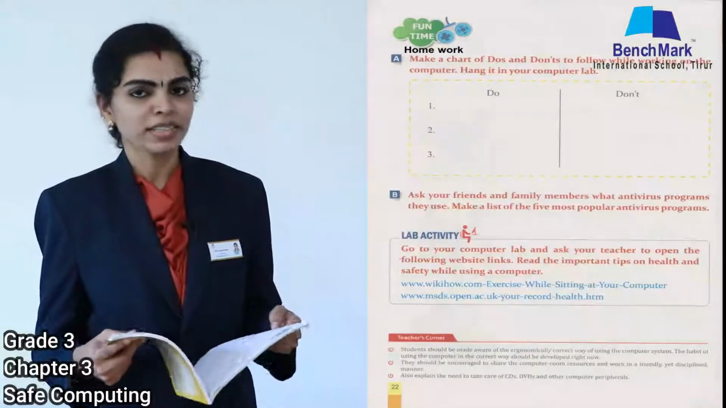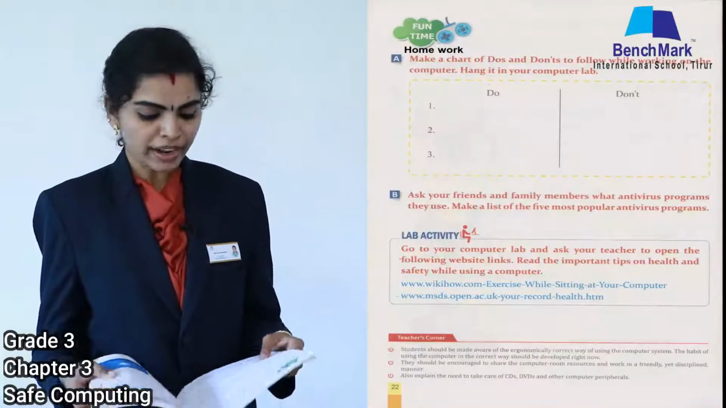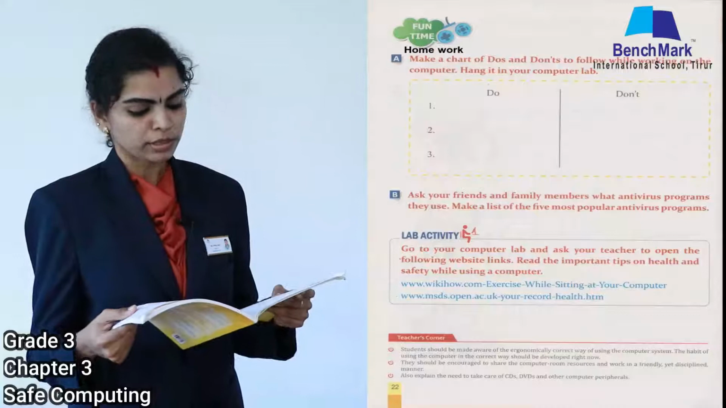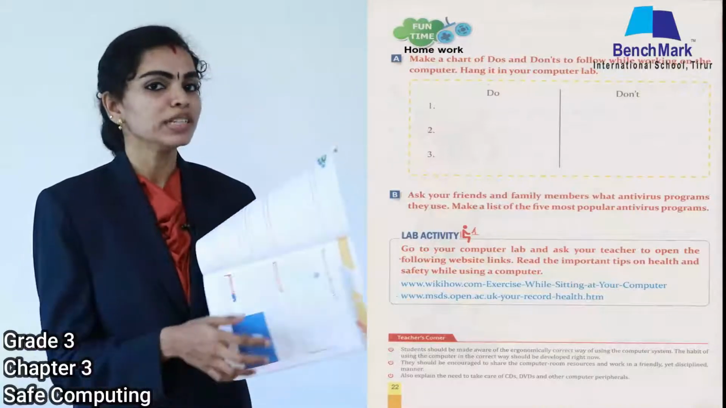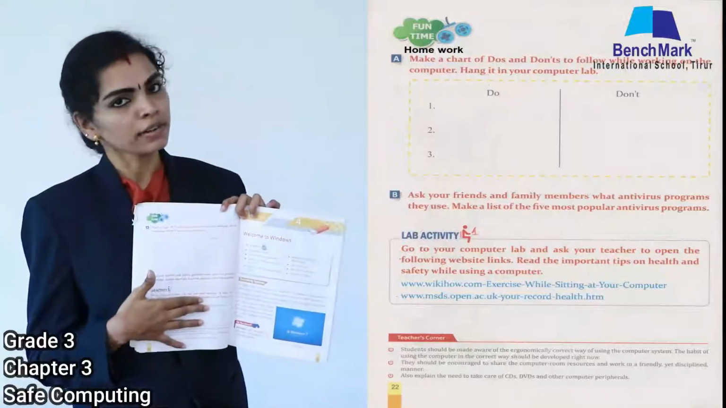So here is one more exercise for you guys. Ask your friends, family members what antivirus programs they use. Make a list of the 5 most popular antivirus programs. So this is also homework for you guys. You need to do these 2 exercises at home. I hope the safe computing chapter is clear to you all. Try to follow them and try to use them when you are in the computer lab.